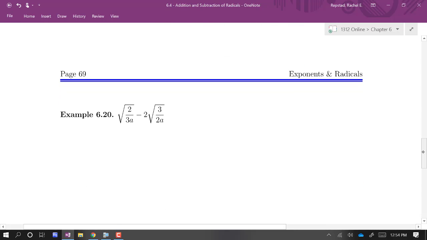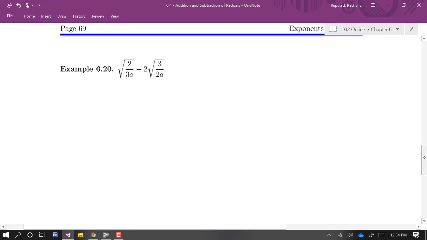Okay, now let's try one more. We're subtracting some radicals here, and they both have stuff in the denominator. So I guess we've got to rationalize denominators, and we've got to get a common denominator to subtract them. So, let's see. I'm going to start by splitting up these radicals over division. Now, this has a factor of 2. The second one has a factor of 2 out front. That's a 2 over 1. So when I split up the second radical over division, the 2 is going to be a factor up top. So I have 2 times the square root of 3 over the square root of 2a.